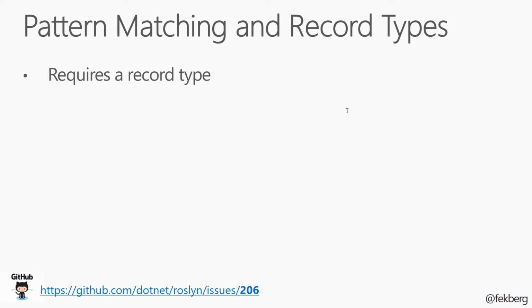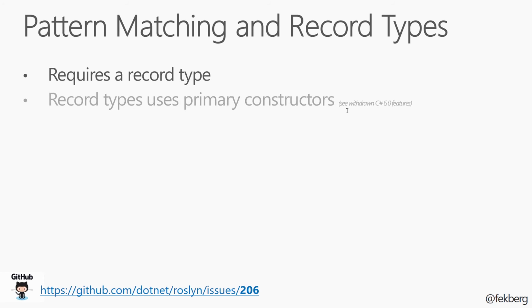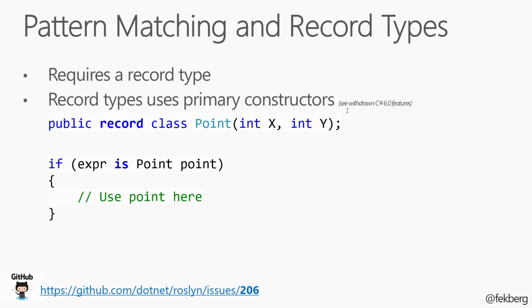That requires us to specify record types. And record types require us to specify primary constructors. So as we see from the features withdrawn in the C#6 beta, they're introducing this again. In this case, I'm introducing a record type, and the sole purpose of a record type is to allow me to do maths on it.